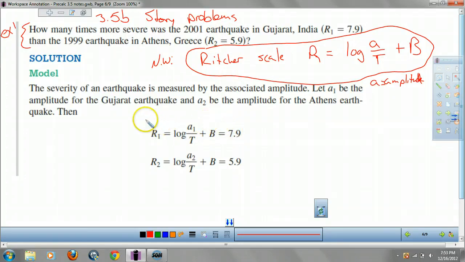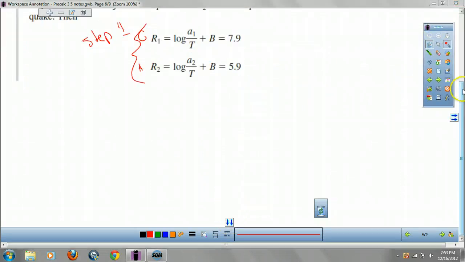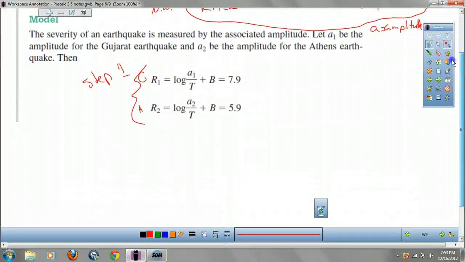Okay? So this is step 1. Our Richter 1, which we're going to say is Garahat, is log of A sub 1 over T plus B, which those are universal constants, so we won't worry too much about those, equals 7.9. And our Athens is log of A2 over T plus B equals 5.9. So what we are looking for is the difference in the two in terms of intensity.